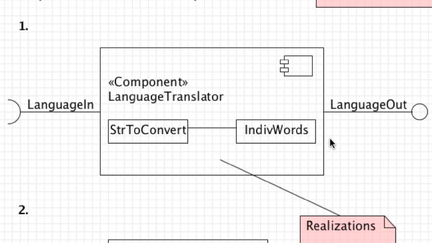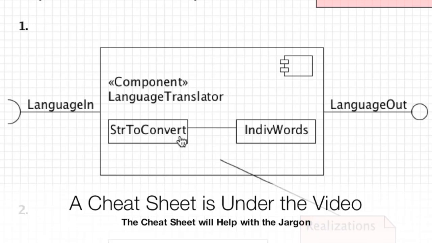Inside of this component, you're going to document or show what classes exist inside of your component and how they are going to interact. And these classes are known as realizations. Sorry, there's so much jargon involved in this, but I figured I'd throw all the jargon into one video.